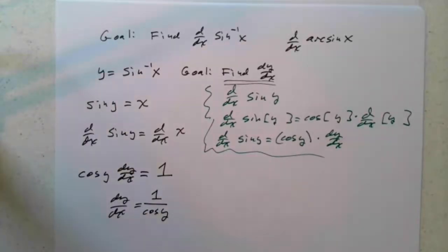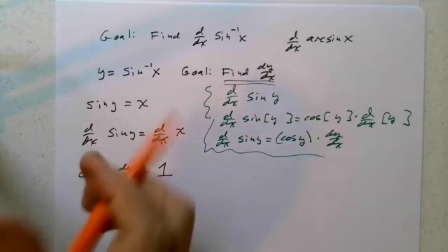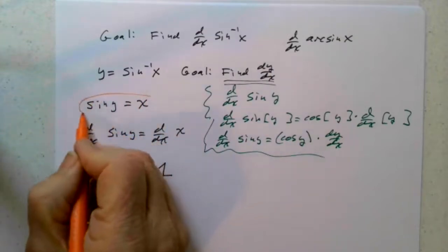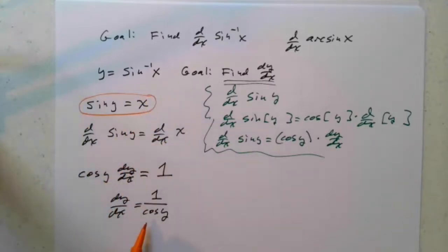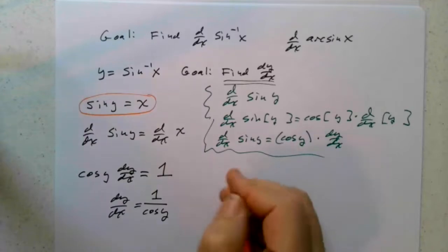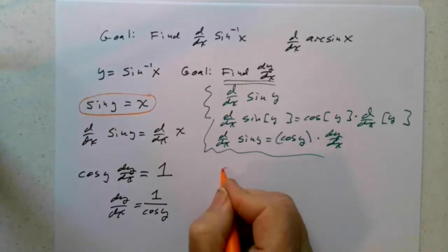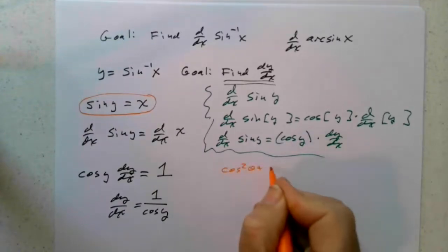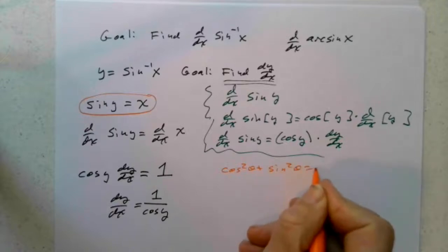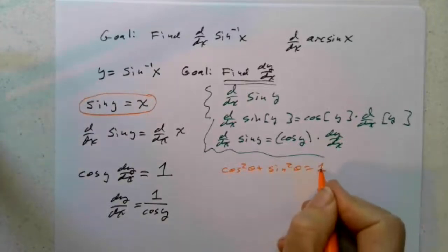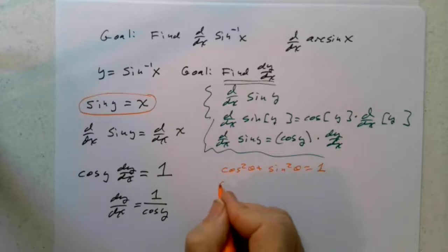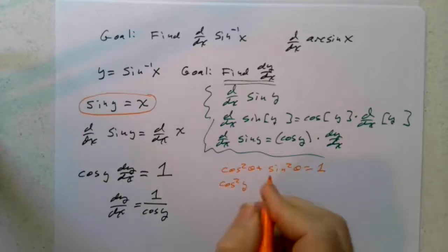But I'm not finished because I need to do all this in terms of x. And the way I'm going to do this is I'm going to recognize a couple of things here. I know that sine of y is x. If sine of y is x, can I figure out what cos of y is? Well, we have one of our favorite identities, which is, of course, cos squared theta plus sine squared theta is 1. So changing the variables, I could say cos squared y plus sine squared y is 1.